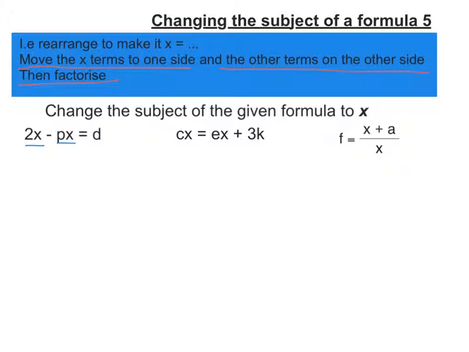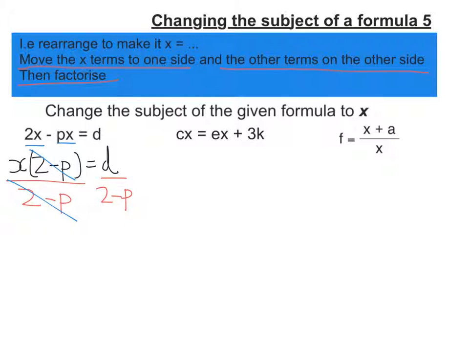So the first question, I already have the x's on one side and the other terms on the other side. So I just factorise. So I can take an x out of those first two terms. So take my x out, and that would leave me with 2 minus p, and that's obviously equal to d. So now I've got only one x, but it's been multiplied by 2 minus p, so I'm going to have to divide everything by 2 minus p to get x on its own. So if I do that, that means on the left-hand side, the 2 minus p's cancel. So I'm left with x is equal to d over 2 minus p.